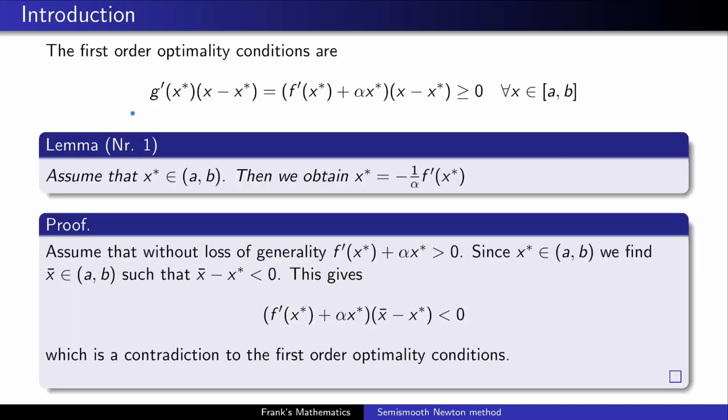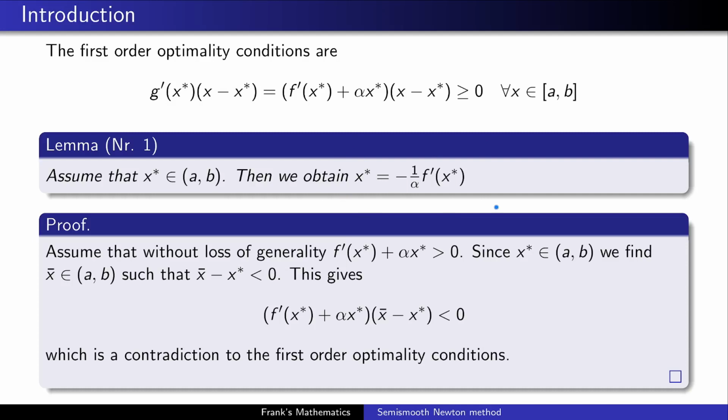So here you can see again the first order optimality condition, just as a reminder. And now we assume that the solution x star lies in the interior of our interval. So x star lies in the open interval from a to b. Then we obtain that x star is just minus 1 over alpha times f prime of x star. And now you see where this is actually going. We have reformulated our optimality condition as a fixed point equation. And if you have a fixed point equation, you can hopefully tackle this with Newton.